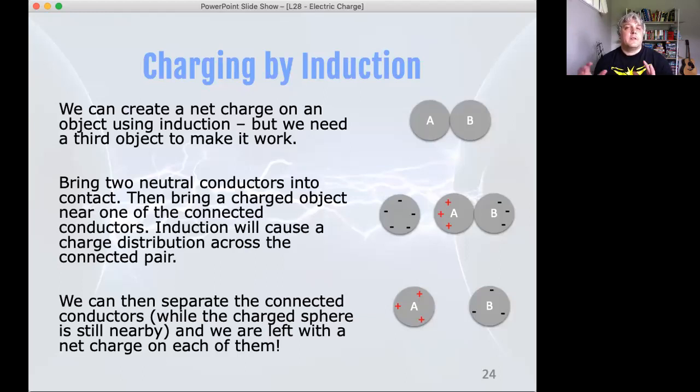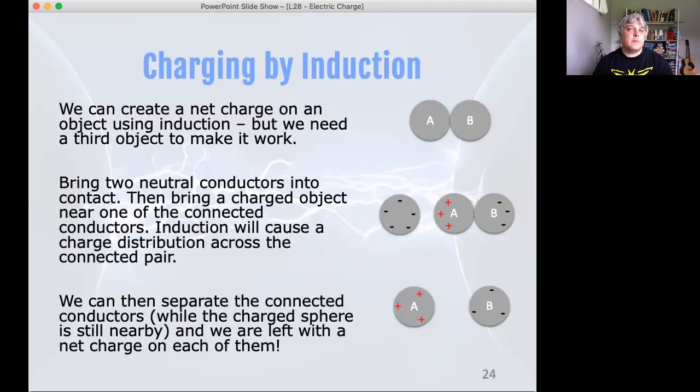So what you can do is you can take two neutral conducting spheres, A and B in this diagram, put them into contact so they're touching, and then bring a negative thing nearby. Don't touch it to it, just bring it nearby to one of the spheres, and that will cause that charge induction. It will cause a non-uniform charge distribution because it will basically push some of the electrons away. So some of the electrons from A will get pushed into B.